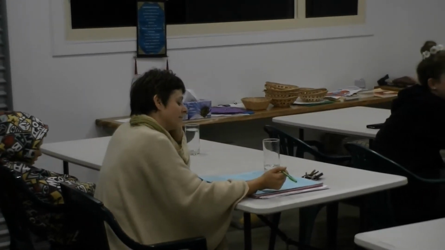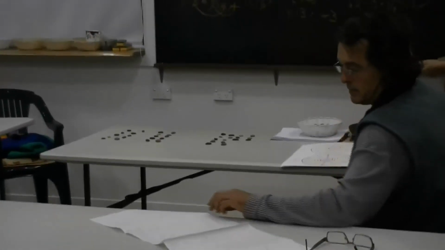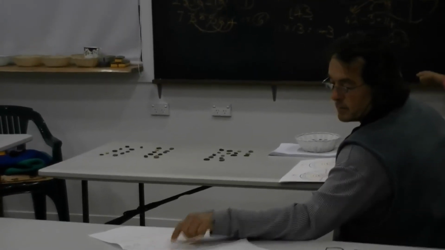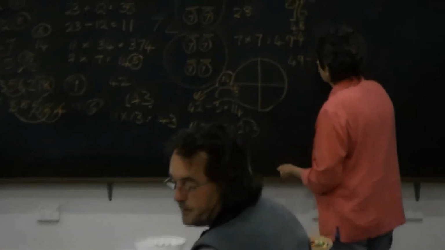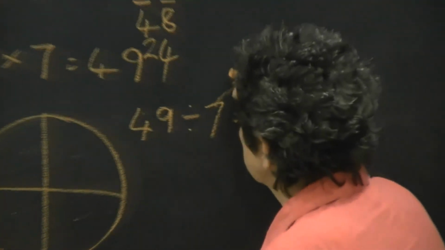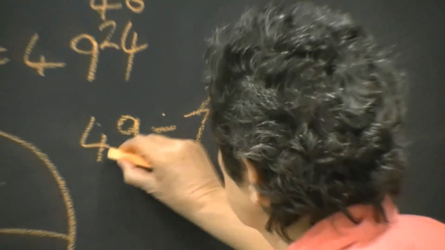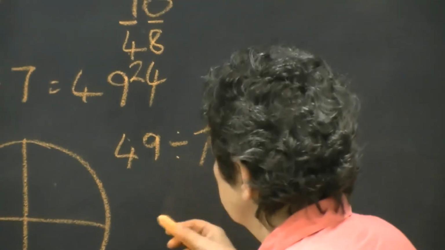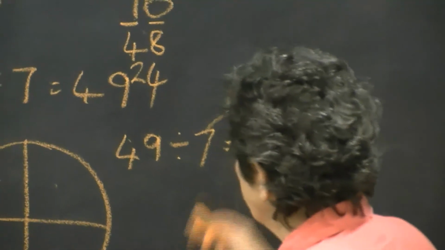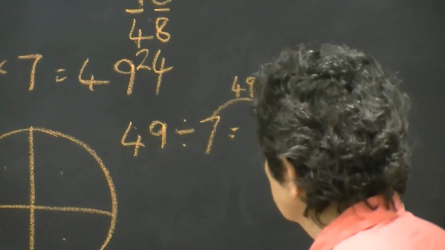You can look at your multiply chart and give us some numbers. Say something in the sevens, something nasty. 49 divided by 7 equals 7, right? 7 times 7 is 49. We're doing digit sums. So 4, yeah, and they're both 4.